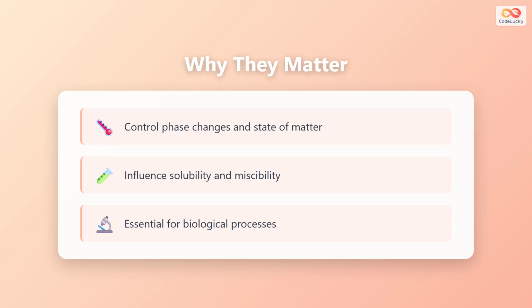Intermolecular forces have profound effects on the world around us. They control phase changes and determine the state of matter at different temperatures. For example, water is liquid at room temperature partly due to strong hydrogen bonding. They also influence solubility and miscibility, determining which substances dissolve in others. Finally, they're essential for biological processes, from protein folding to DNA structure. Life itself depends on these forces.